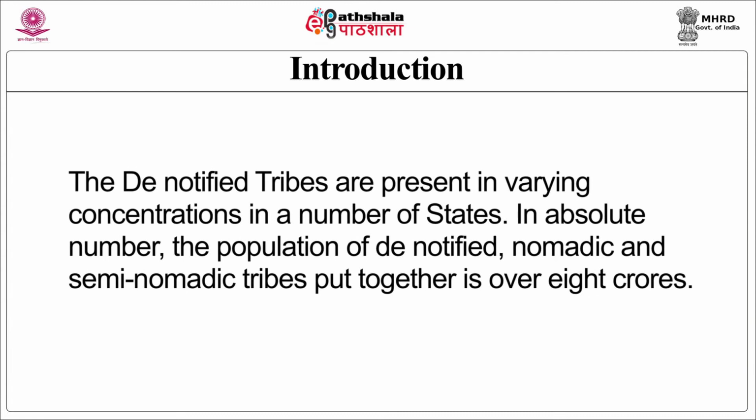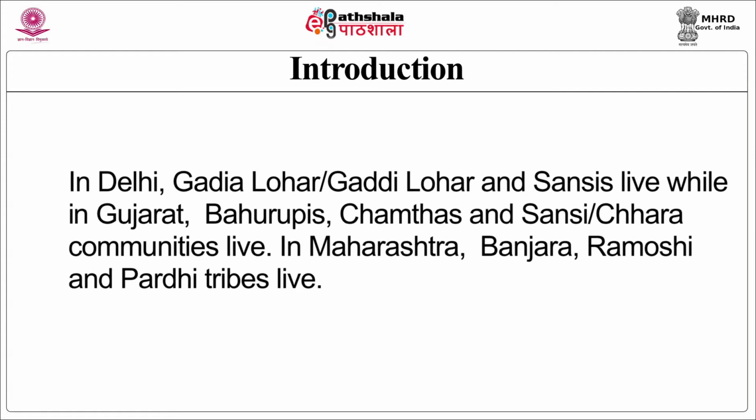Now, what is the context? If you see, these denotified tribes are present in varying concentrations in a number of states. In absolute number, the population of denotified, nomadic and semi-nomadic tribes put together is over 8 crores. In Delhi, Gadiya Lohar or Gaddi Lohar and Sansis live, while in Gujarat, Bahurupis, Chamtas and Sansi, Chara communities live. In Maharashtra, Banjara, Ramoshi and Pardi tribes live.